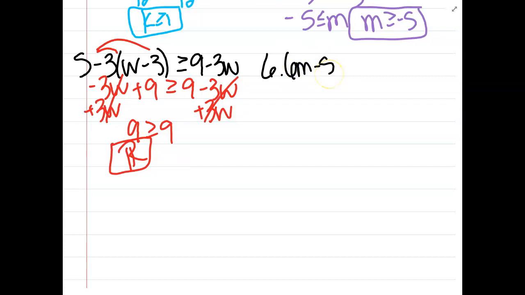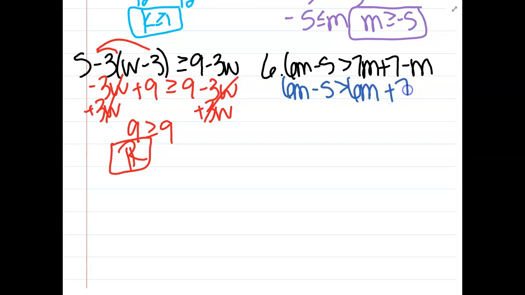Okay, 6m minus 5 is greater than 7m plus 7 minus m. Okay, now this one I have nothing to distribute, but I do have some like terms to combine. Not on the left, that 6m minus 5 will stay the same, but on the right, I have a 7m and a minus m. Remember, they're on the same side. So all you do is take 7m and you take away an m. So 7m taking away an m gives you a 6m plus 7.